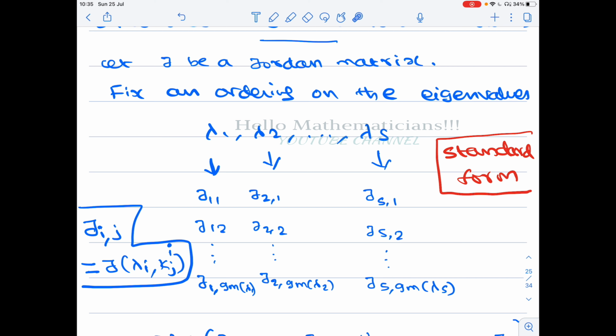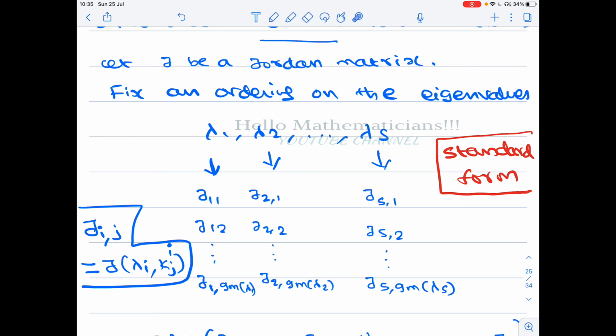So now we have understood that once you have a Jordan matrix, you can shuffle the blocks in any way you want. All those matrices are similar. Now all these matrices are similar, but in some way I want to define the Jordan canonical form uniquely. So how am I going to do it?